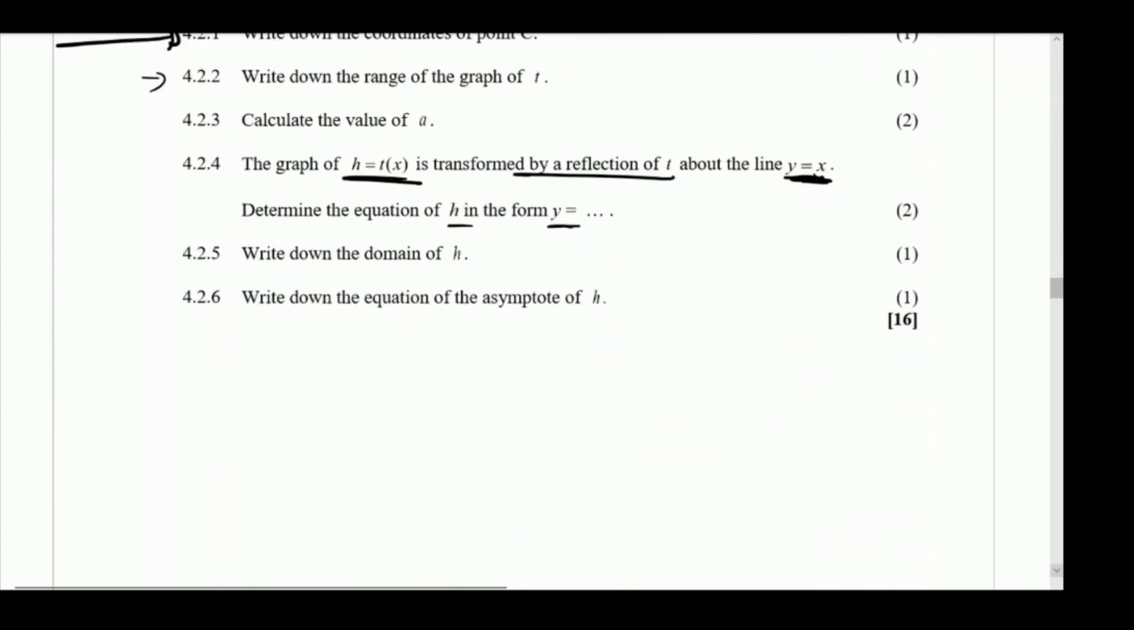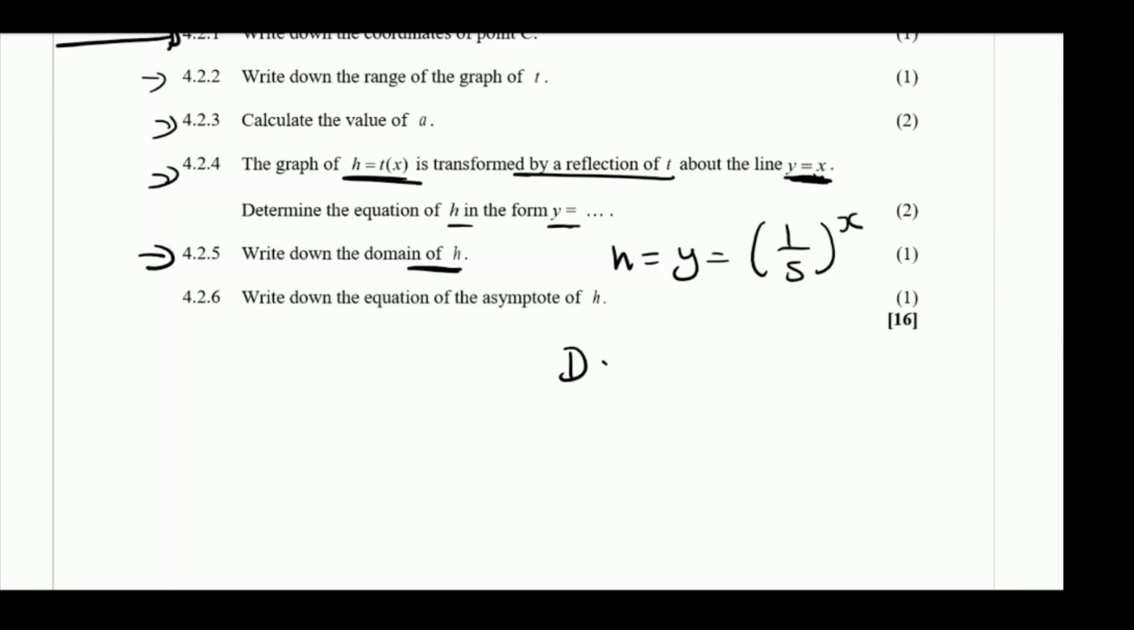So we are done with this. Now we want to do 4.2.5. Write down the domain of h. So we know the equation of h. h is y equals 1 over 5 to the power x, right? The domain. When you talk of the domain, we're talking of the x values. We want to interpret the x values.